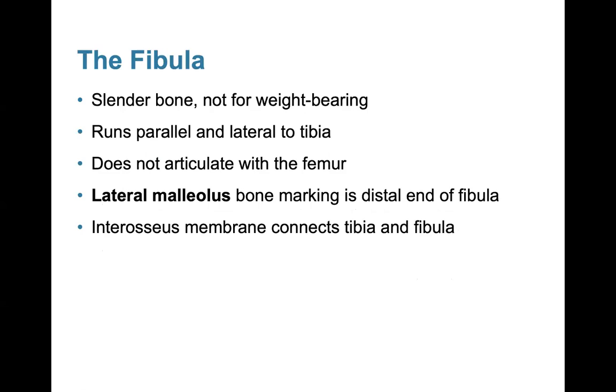The fibula, this is a slender bone. It's not for weight bearing. It runs parallel and lateral to the tibia. It does not articulate with the femur, and the lateral malleolus bone marking is the distal end of the fibula. And like we saw with the radius and ulna, the tibia and fibula are actually connected with each other by what's called an interosseous membrane.